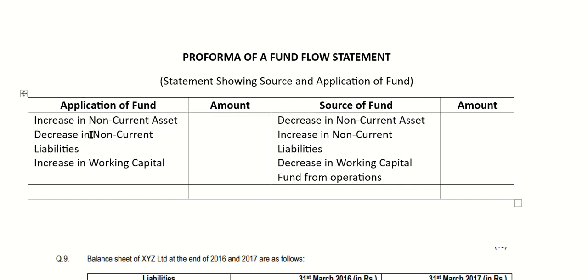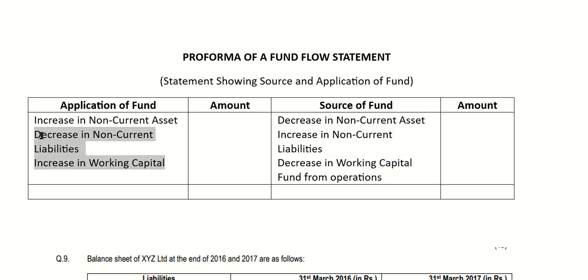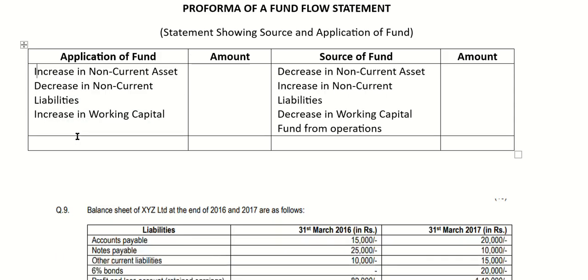When there is a decrease in non-current liability, a decrease in long-term liability, what does it mean? It means we are paying our loan, we are paying our liability, isn't it? So there also we will lose our money. Just have that idea in mind, whether we will gain money through a change or lose money through a change. When we gain money, it is stated under sources of fund. When we lose money, it is stated as one of the applications of fund.